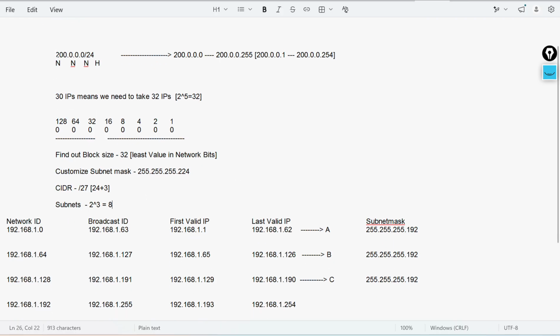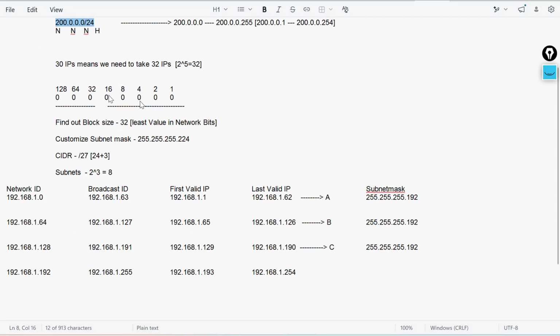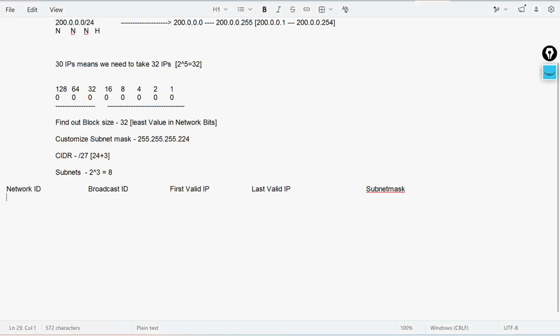So if you divide this network, 200.0.0.0/24, by 32, 32, 32, 32, we will get 8 subnets, 8 small networks like this. So what is the first subnet? Now here I will write. The first subnet is always 0, 200.0.0.0. The second subnet is 32.